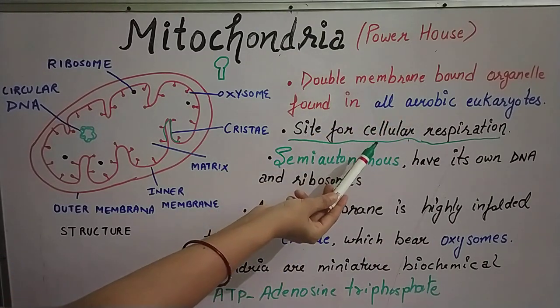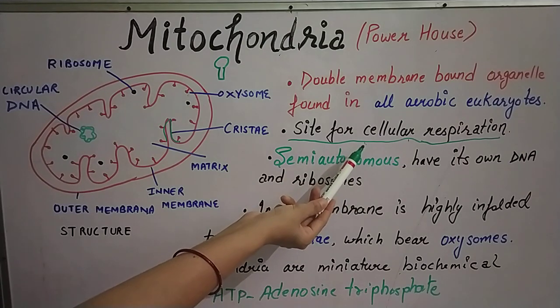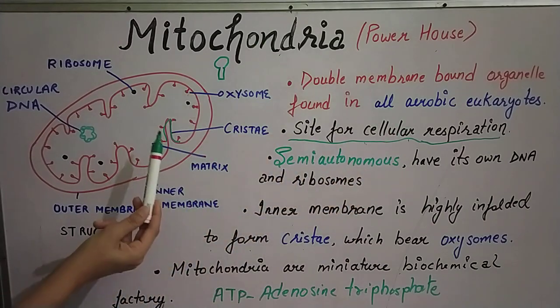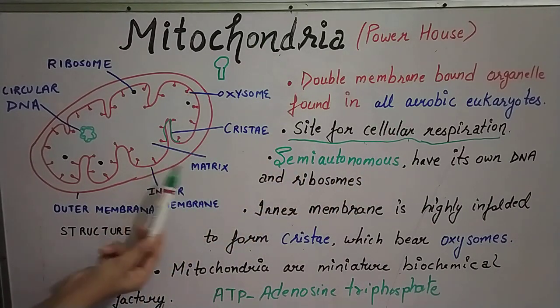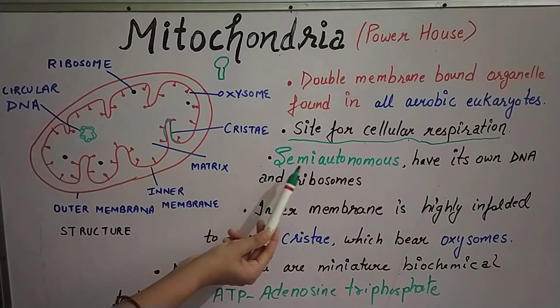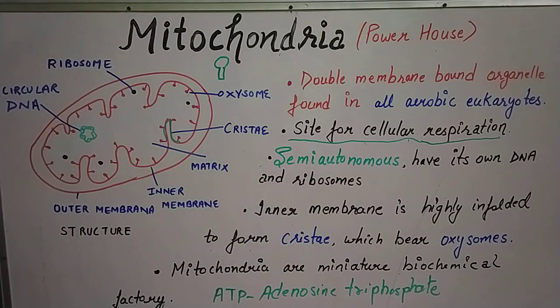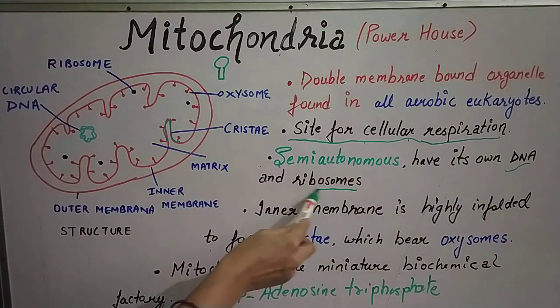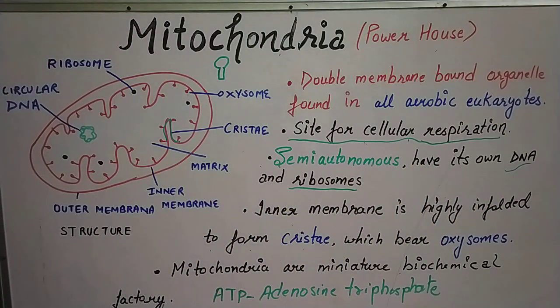Cellular respiration means respiration within the cell. Okay. So for that, where is that respiration going to take place? Within mitochondria. That's why it is a site for cellular respiration. And the most important thing, that is this characteristic, semi-autonomous organelle. Okay, this is the autonomy of organelle, means it independently performs its functions. What kind of functions? As it is having its own DNA, its own ribosomes, so it can make its own copy.